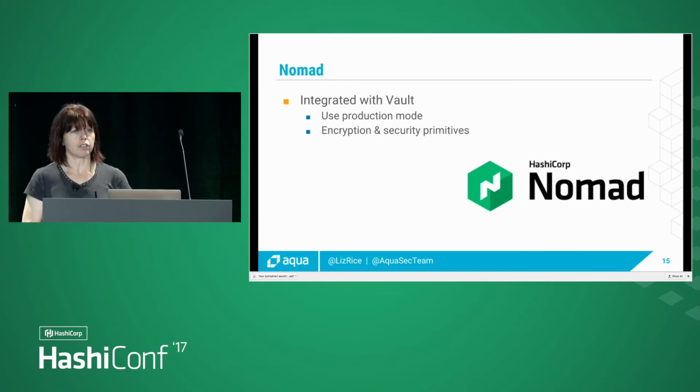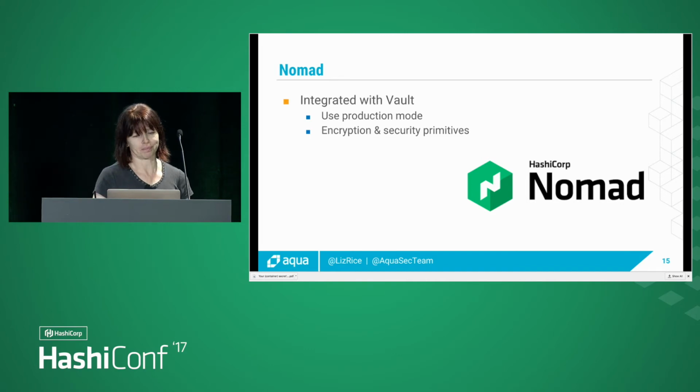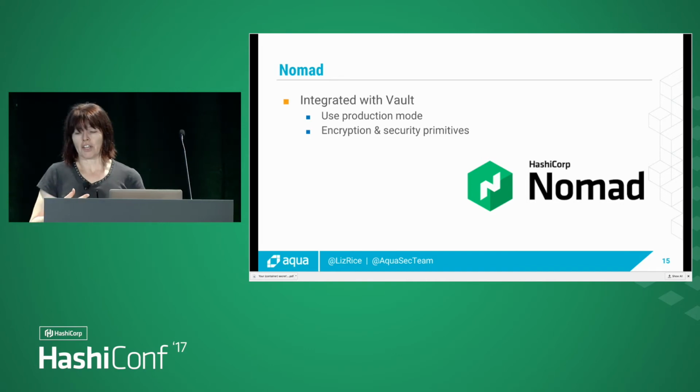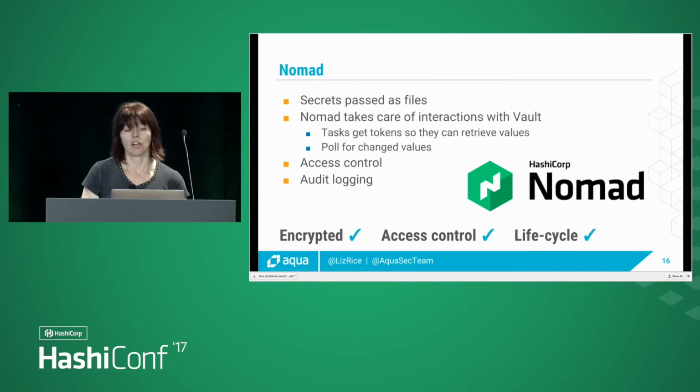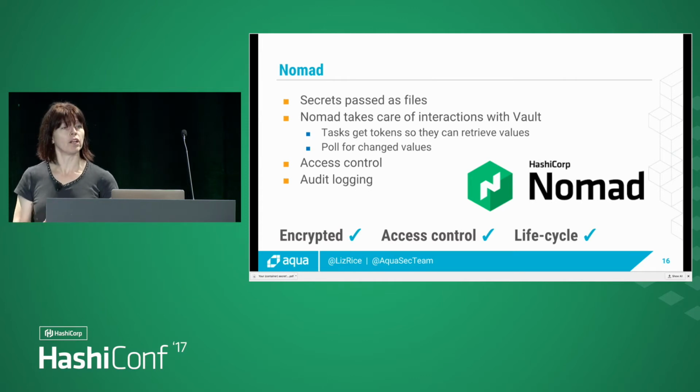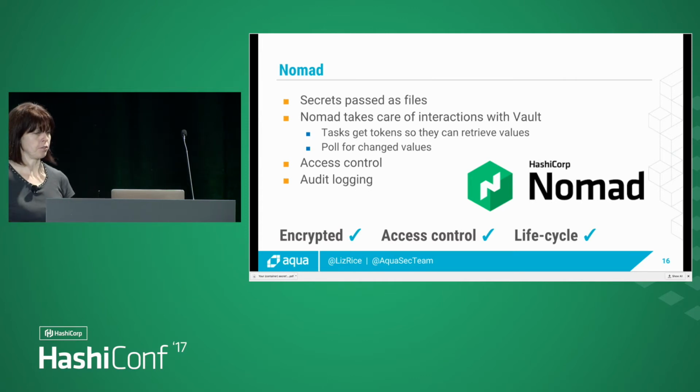A few things to bear in mind. You have to use Vault in production mode, but they say that really clearly in the documentation. Don't run in development mode for production. Vault is giving you encryption out of the box. It's giving you these security primitives that Nomad can then use to take care of everything we're looking for from a secrets management solution.